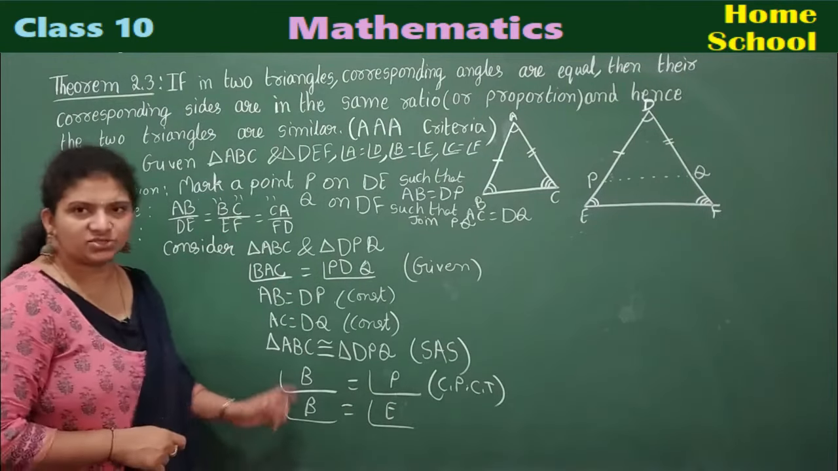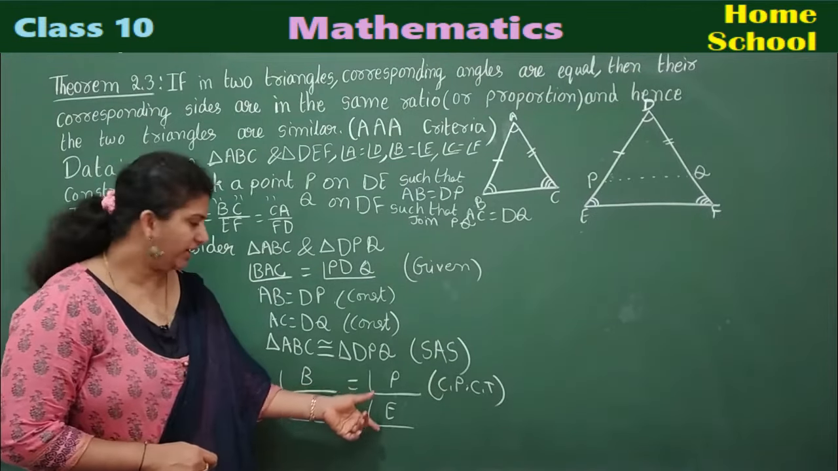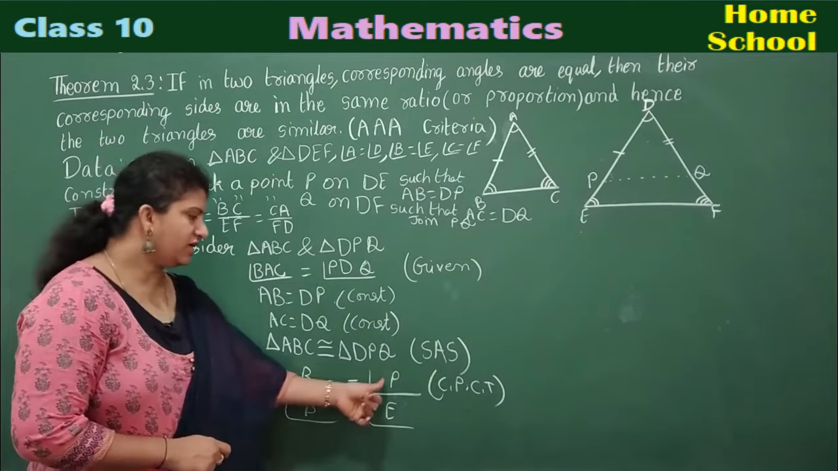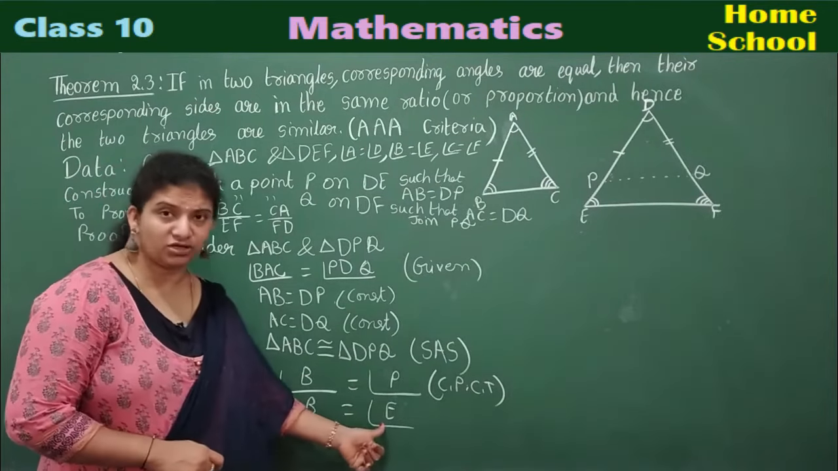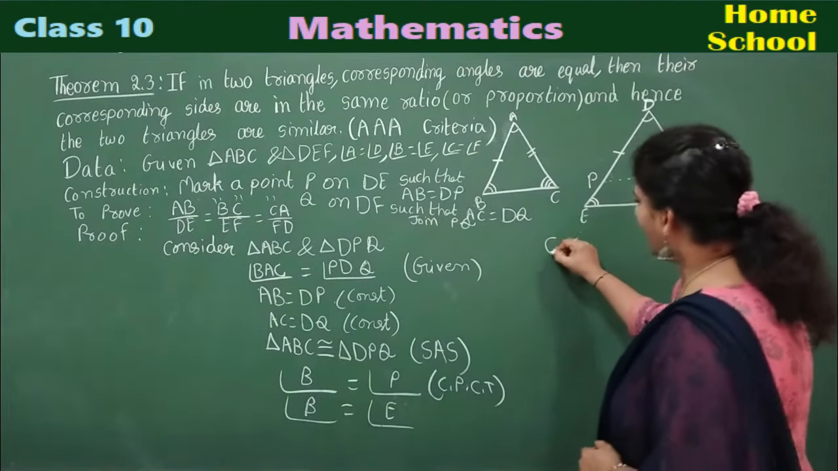Now compare these two angles, children. These two are common, no? So directly you can equate these two. How are we going to equate here? Angle B is equal to angle P. Angle B is equal to angle E. On comparing, compare these two.